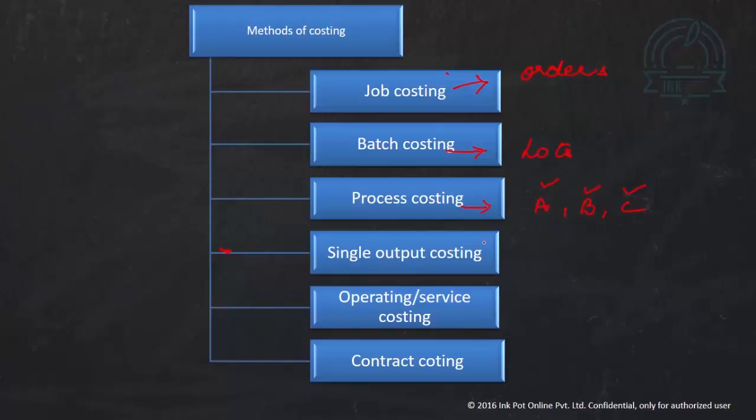Single output costing is when we don't have any processes, we use the raw material, and by using that raw material, we get the final output. So that is known as single output costing.